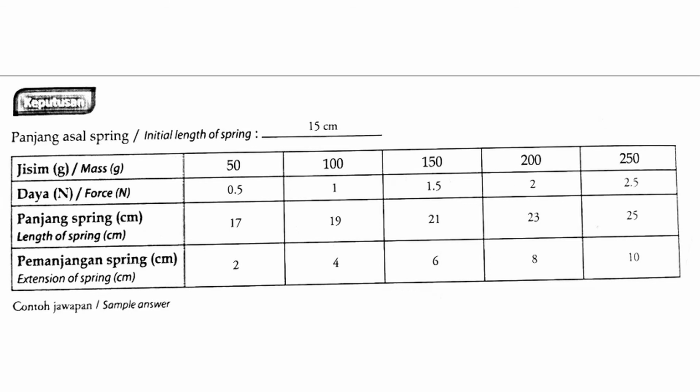Initial length of spring is 15 centimeters. The mass is 150 grams and the force is 1.5 N. The length of spring is 21 centimeters and the extension of spring is 6 centimeters. The mass is 200 grams and the force is 2 N. The length of spring is 23 centimeters and the extension of spring is 8 centimeters. The mass is 250 grams and the force is 2.5 N. The length of spring is 25 centimeters and the extension of spring is 10 centimeters.